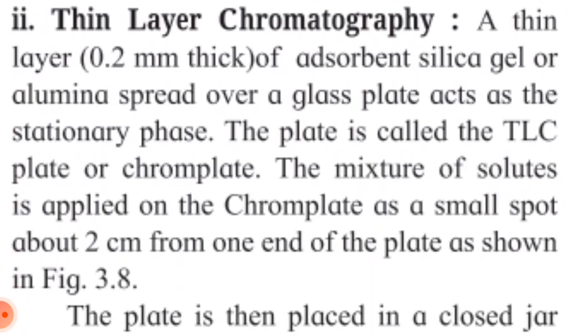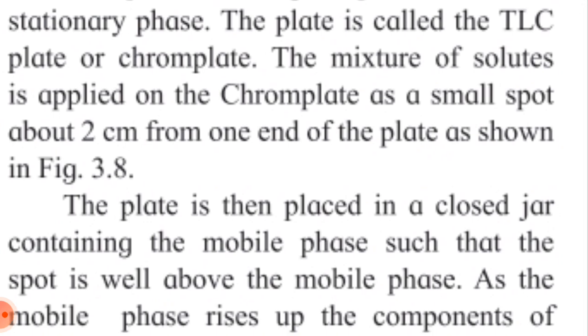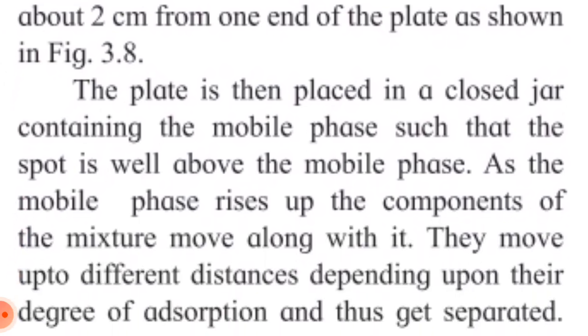Part 2, thin layer chromatography. A layer 0.2 mm thick of adsorbent, silica gel or alumina, spread over a glass plate acts as the stationary phase. The plate is called the TLC plate or chromaplate. The mixture of solutes is applied on the chromaplate as a small spot about 2 cm from one end of the plate, as shown in figure 3.8.